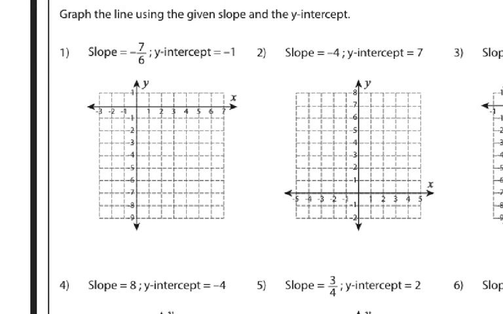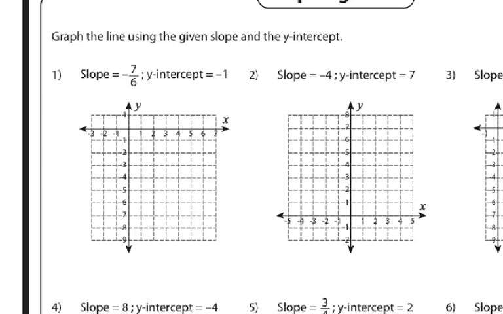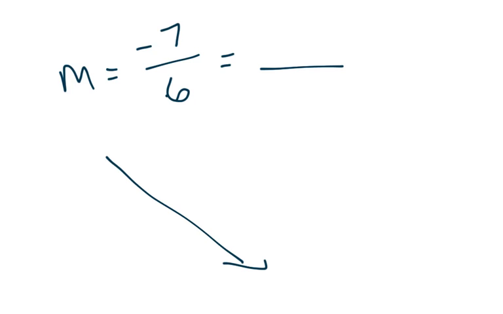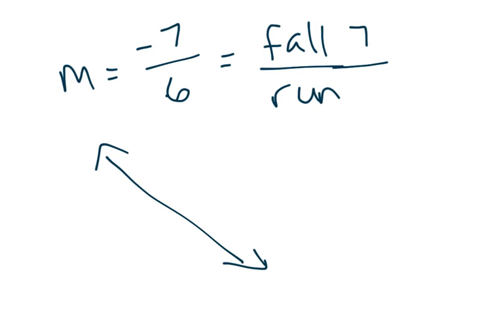So looking at number 1, it says the slope is -7/6. So let's remind ourselves of some things. The slope is -7/6. The fact that it's a negative means it's going to go downhill like this. And it's going to fall 7 and run 6. So we're going to fall 7 and run 6. That's what our slope will look like.